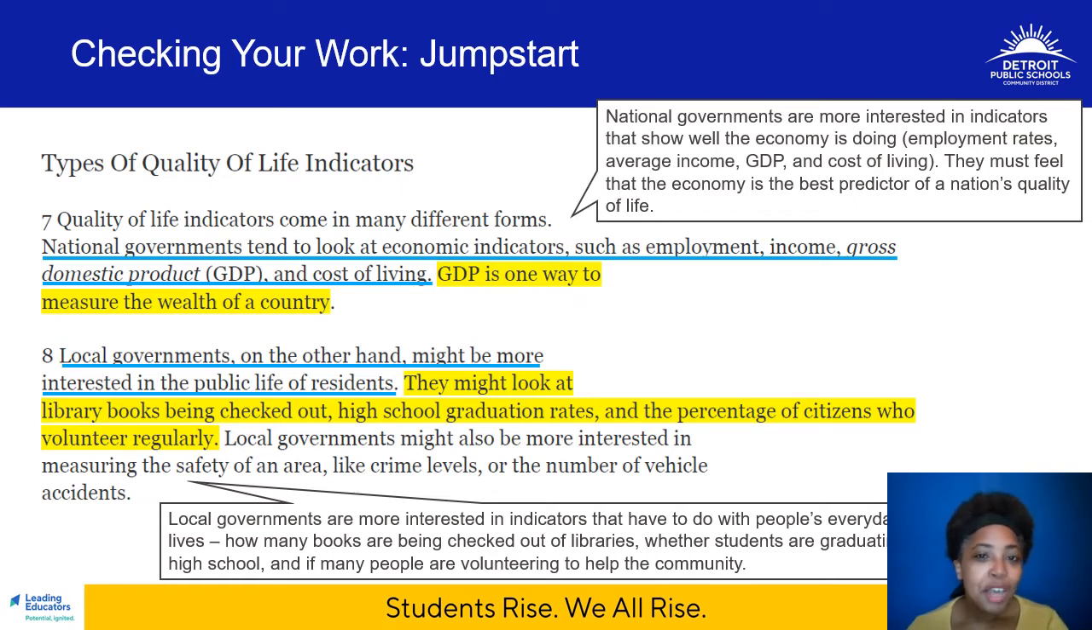Welcome back. When answering this question, I went back to paragraphs 7 and 8 in my text, and I noticed the annotations I made last week. In particular, I was reminded that national governments seem to be more interested in economic indicators, such as employment rates, income, and GDP, but local governments are more interested in people's everyday lives, using metrics such as the number of books being checked out of libraries or high school graduation rates.